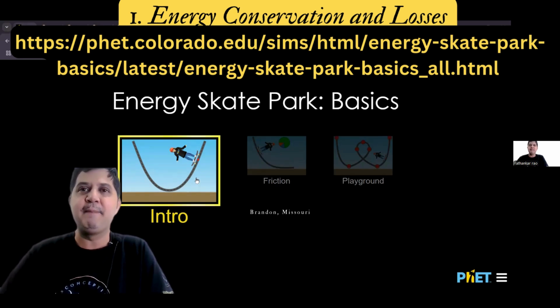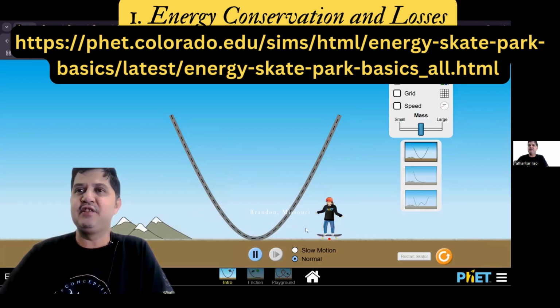This is on PhET. When I click on this, you see there's a skater here, and there's a V-shaped track over here. What you can do is pick up the skater, drop it from a certain height, and then click on the bar chart or pie chart.